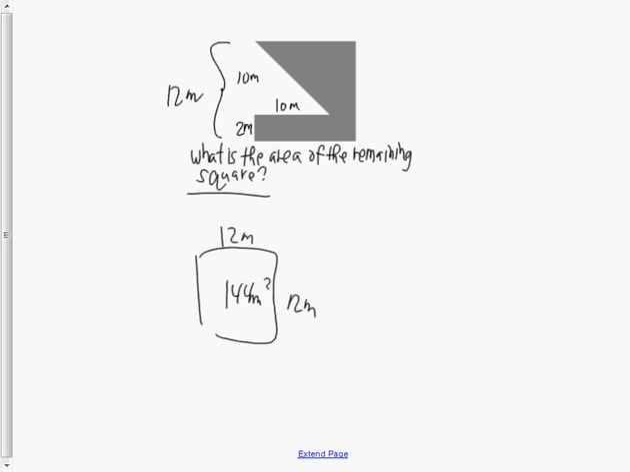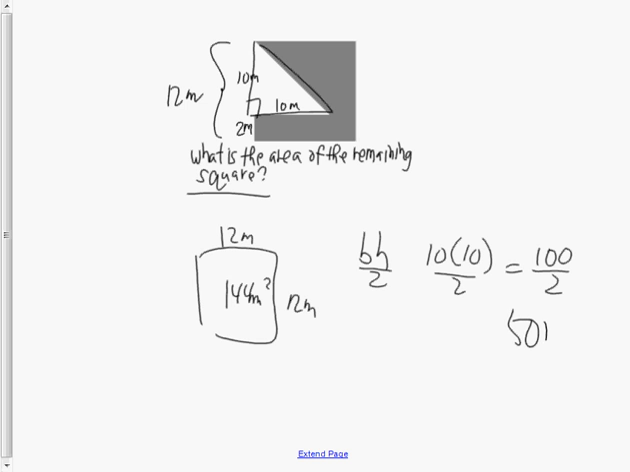Now this triangle that's been cut out of it right here is a 10 by 10 triangle. That's a right angle. So the base times height divided by 2 would be 10 times 10 divided by 2, which is 100 divided by 2, which means the area of that triangle is 50 square meters. So the area of the square is 144. Take away the area of the triangle, which was 50, gives us a final answer. The remaining gray square would be 94 square meters.